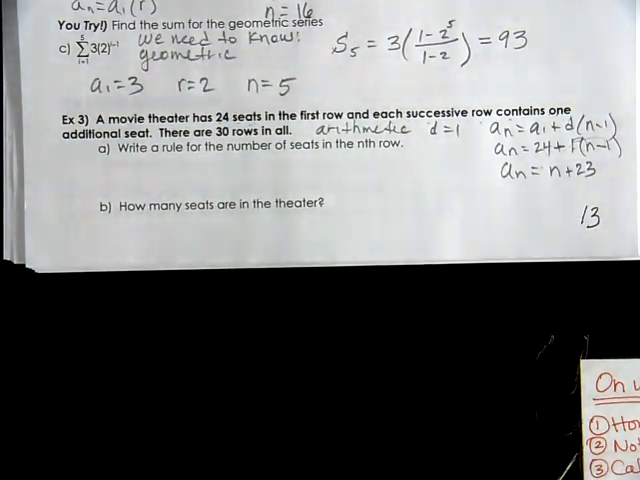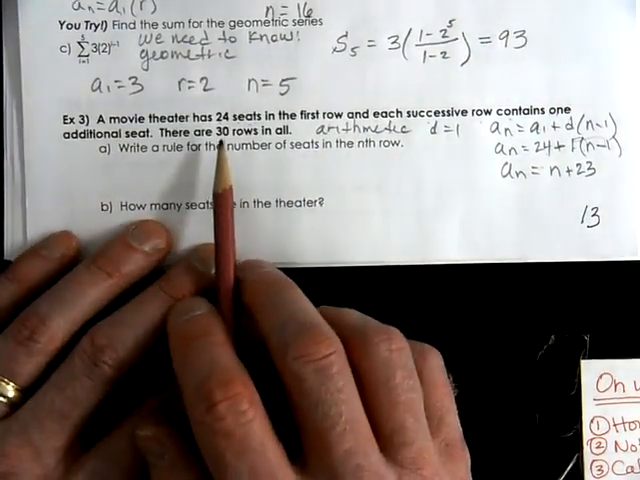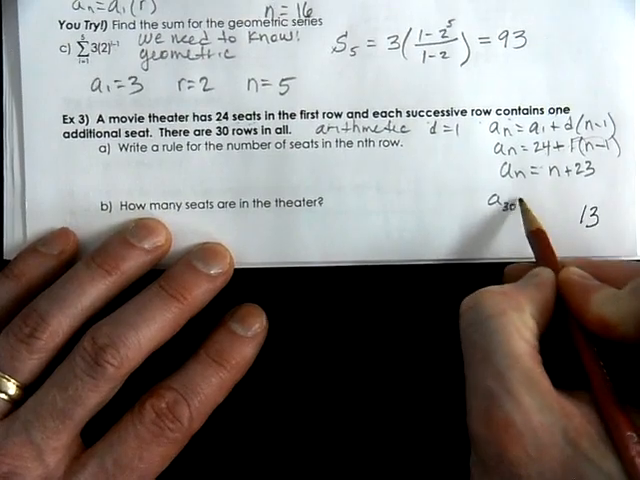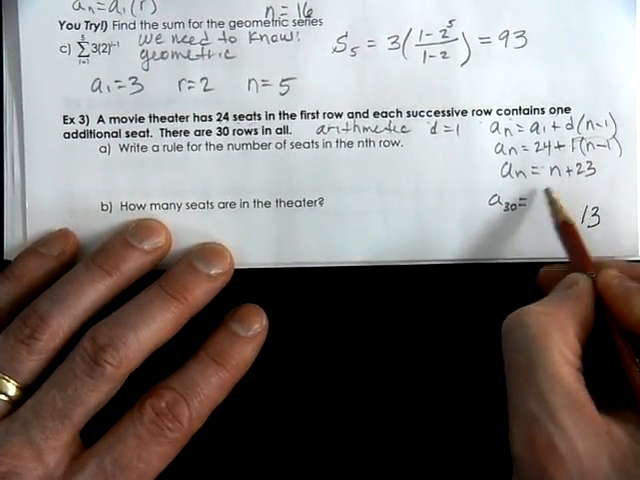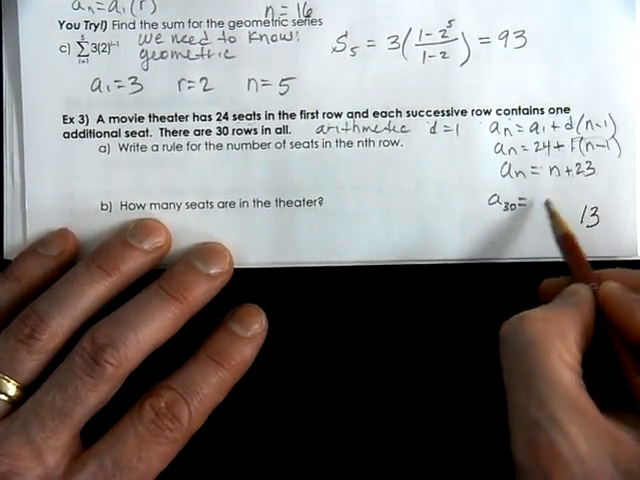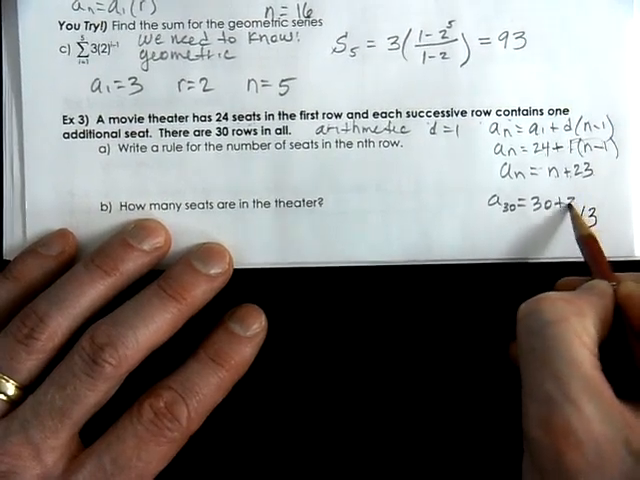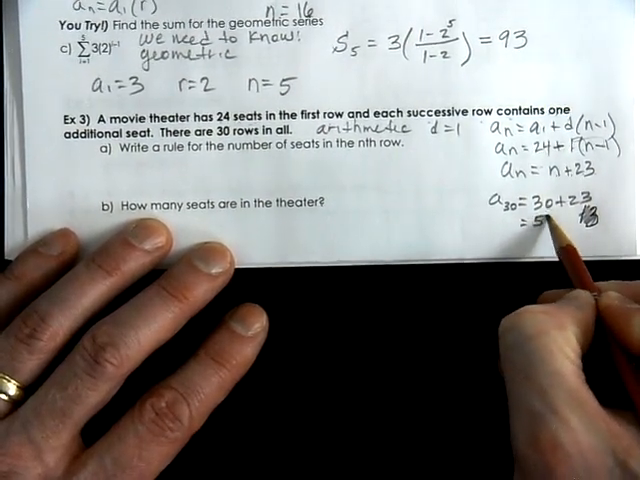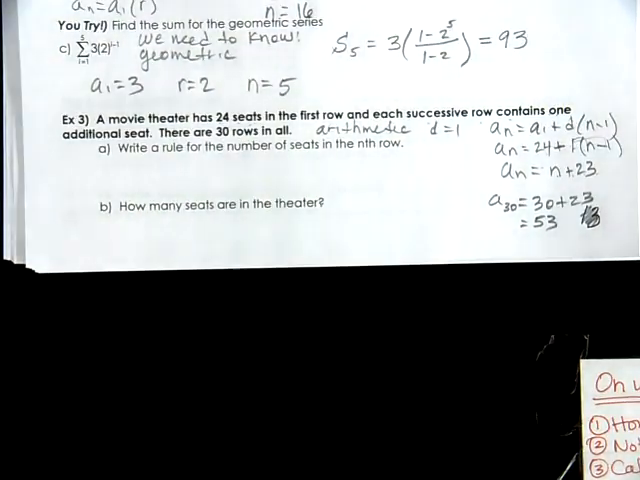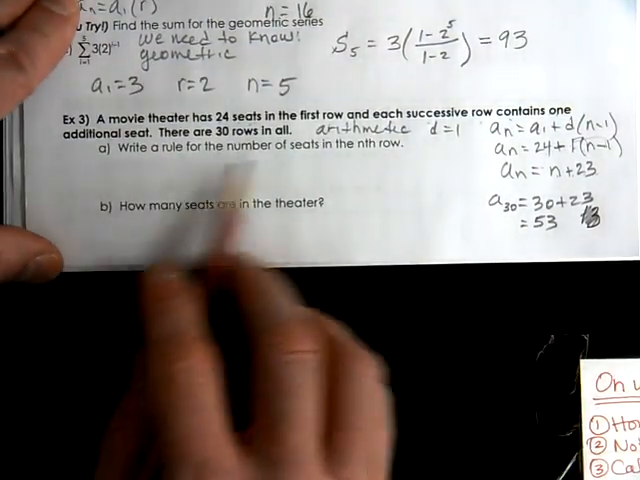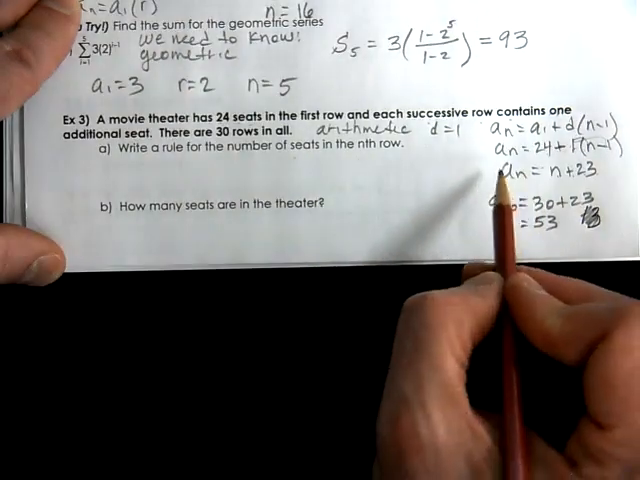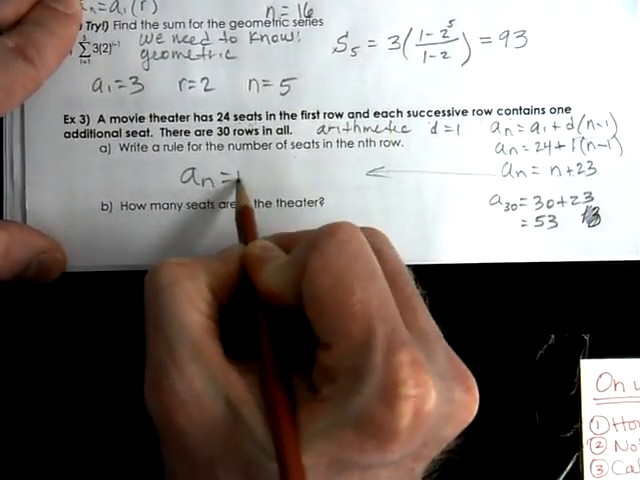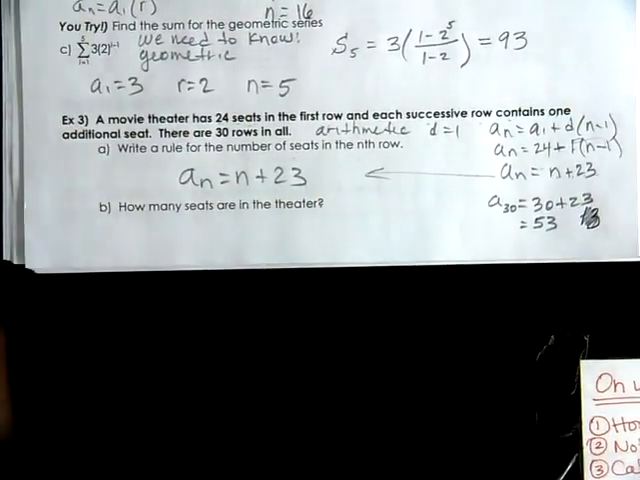So if you needed to know how many were in the 30th row, so A of 30 is going to be 30 plus 23. That's going to be 53. So write a rule for the number. Well, we did that. A of n equals n plus 23.